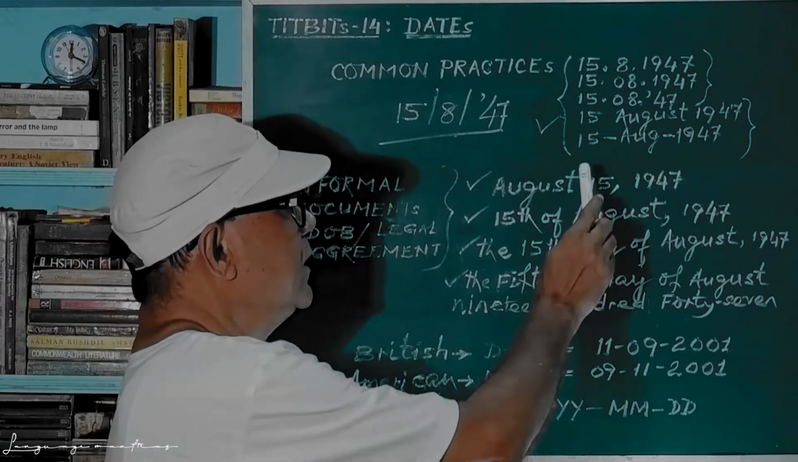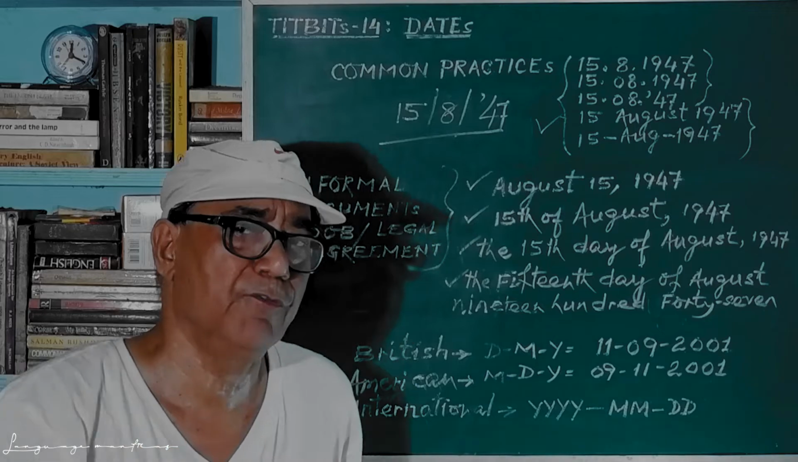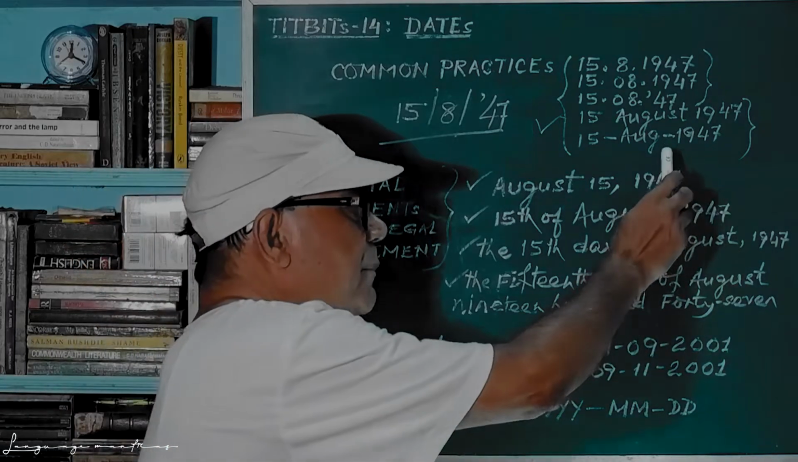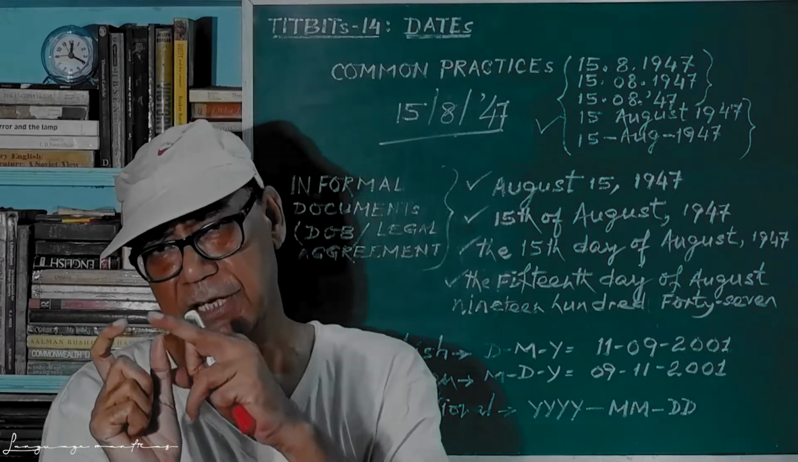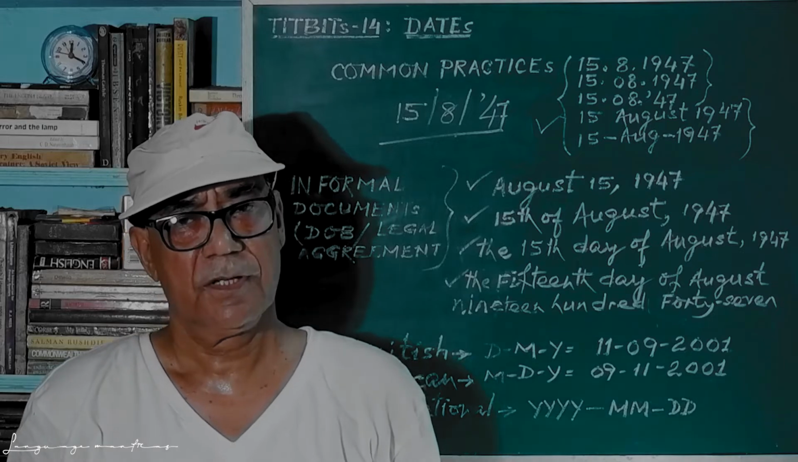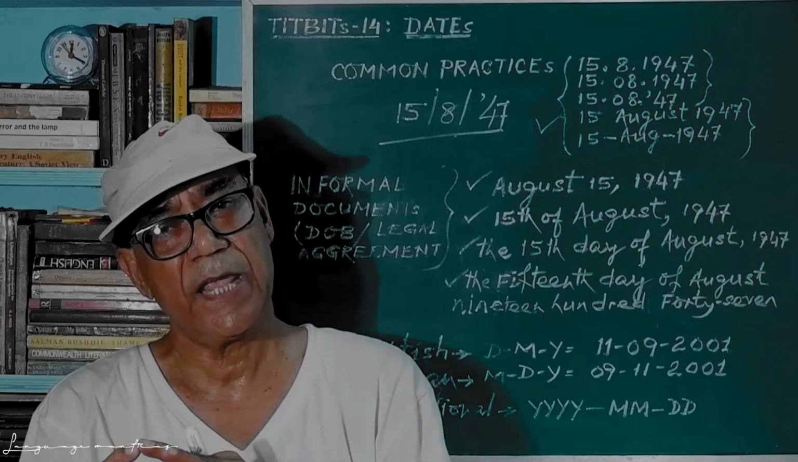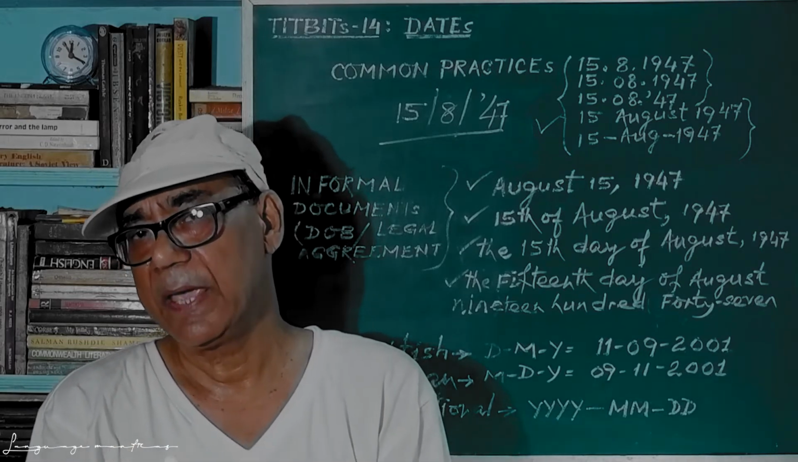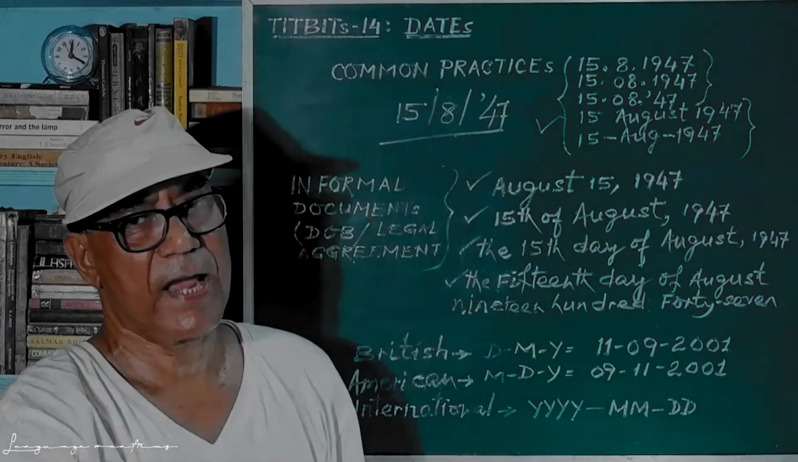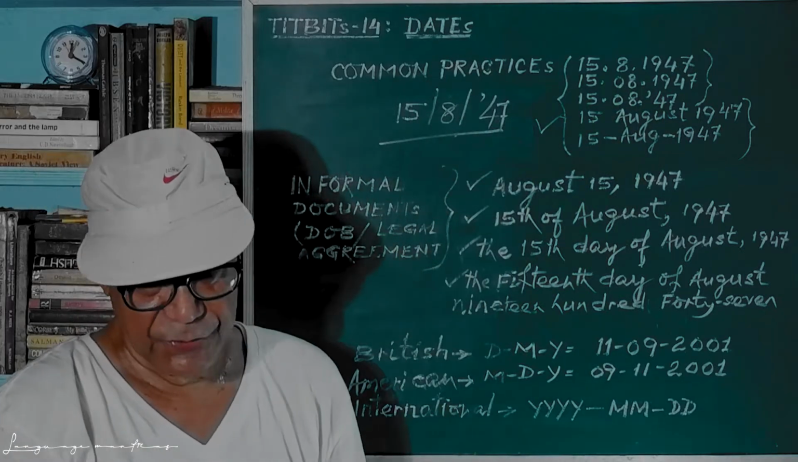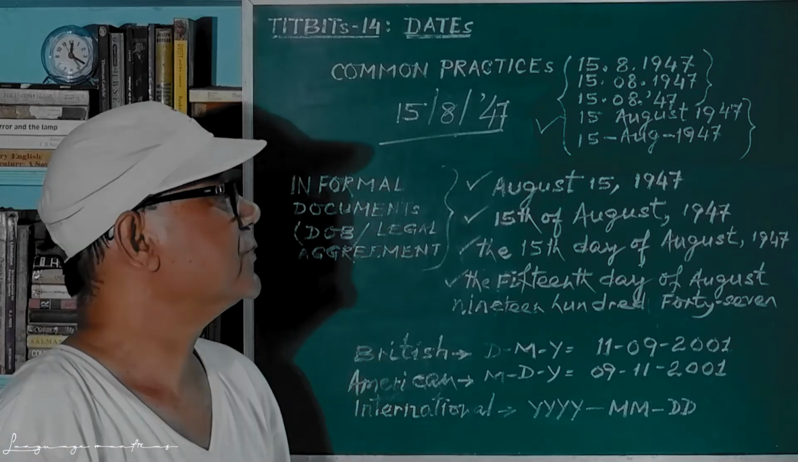Now come to the next one. 15. Then again hyphen, then AUG for August. Then hyphen 1947. Now AUG means the first three letters of August. So first three letters of January would be JAN. Then February FEB, March MAR, so on and so forth. So this is also a very popular style. All these are more or less informal styles. Now let's see some formal styles.